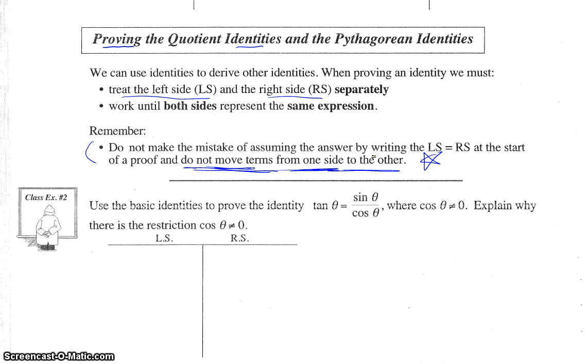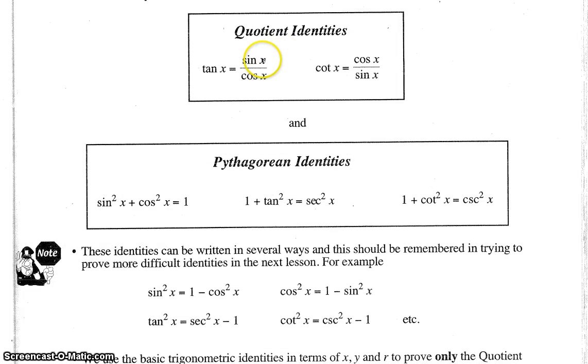We're going to skip the basic identities because we don't really do that in 30-1. So let's flip to the next example. On this next page, this is when we start getting into what we're going to be using a lot: quotient identities and Pythagorean identities.